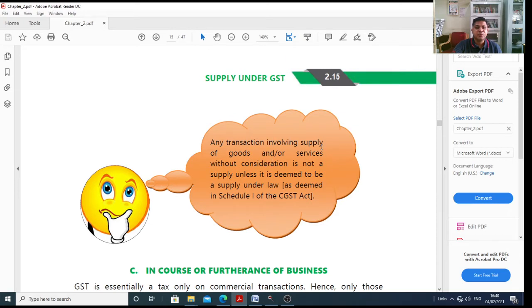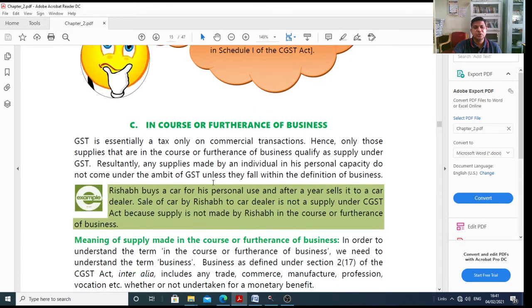Any transaction involving the supply of goods or services without consideration is not a supply, unless it is deemed to be a supply under the law. These things you should keep in mind.